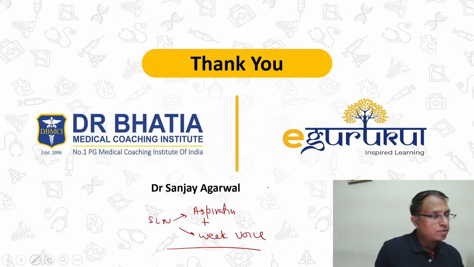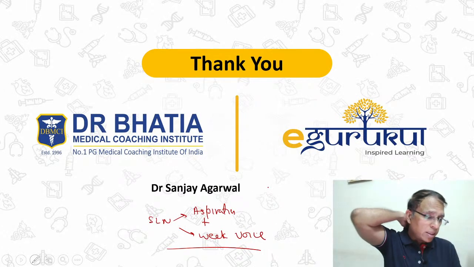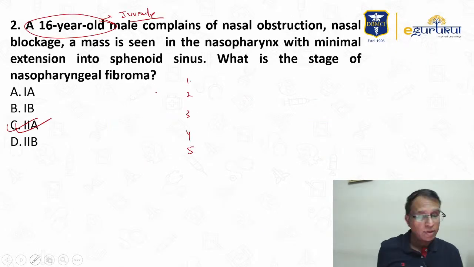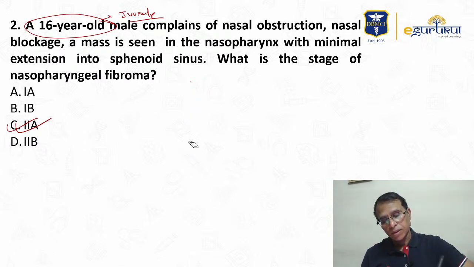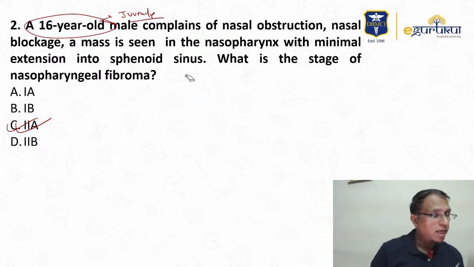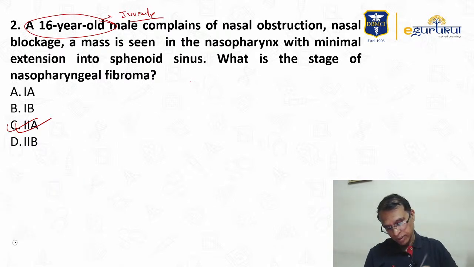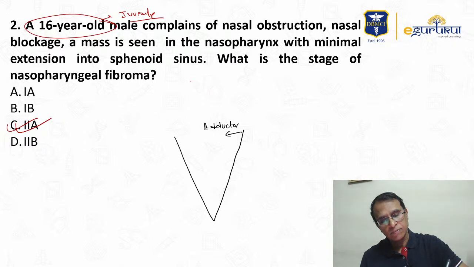Let me answer this question. Asim is asking me, why is recurrent called abductor palsy and vagus called adductor palsy? Asim, I'm answering your question. See, vocal cord is like this. Adductors are pulling the vocal cord inside. Abductors are pulling the vocal cord outside.